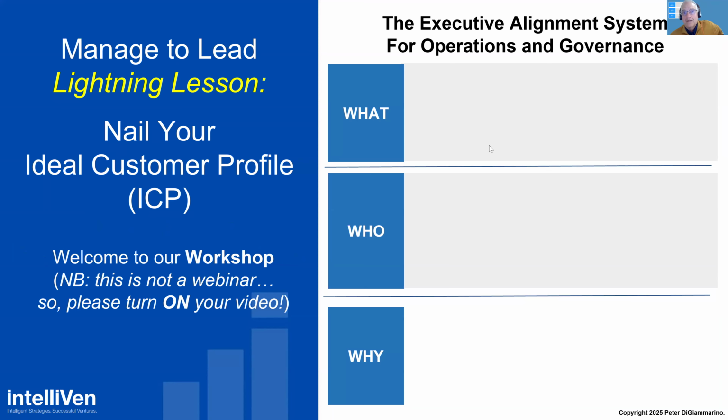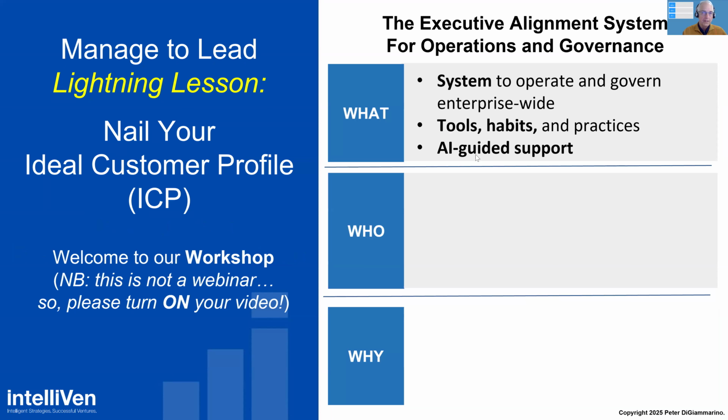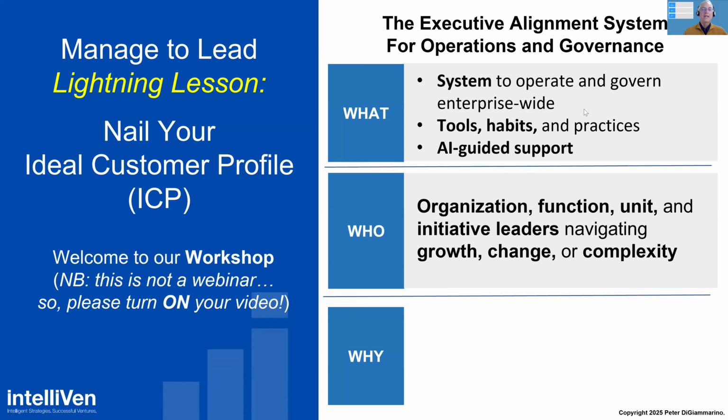So at IntelliVen, we help executive teams align. We have an executive alignment system for operations and governance for teams of all sorts. What we provide is a system to operate and govern enterprise-wide. It provides tools, habits, and practices, and AI-guided support to organization, function, unit, and initiative leaders who are navigating or preparing for growth, change, or complexity.